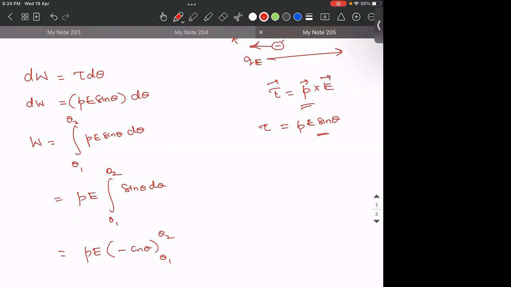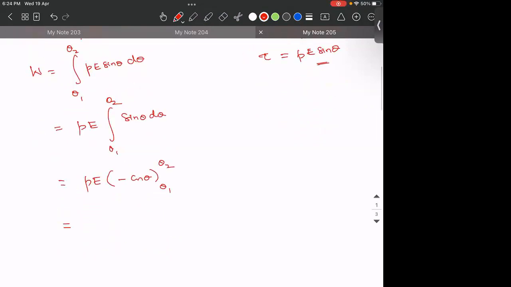Right. So, when you substitute the upper limit and lower limit, it is going to be minus PE into cos theta 2 minus cos theta 1. So, this is going to be the amount of work that is being done, and it will get stored in the form of electrostatic potential energy U. Okay, and this is a formula that is to be remembered.